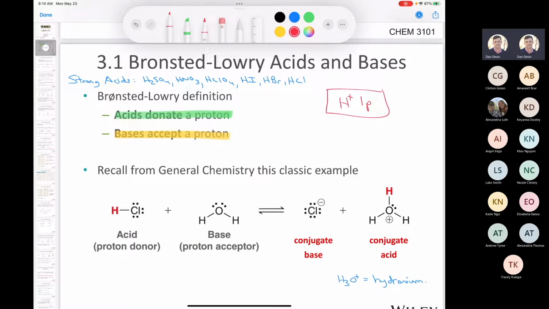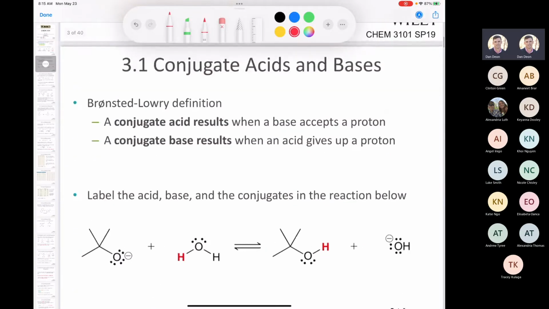And again, from your general chemistry 1 and 2 days, you should remember that there's also something called a Lewis acid and a Lewis base, which broadens this definition even more. However, for most of this chapter, in fact, probably more than half of it, we're going to be focusing on Bronsted-Lowry acids and bases. All right. It says here that the conjugate acid, another way of framing it, is what results when the base accepts a proton. A conjugate base is what you end up getting when the acid gives up a proton.